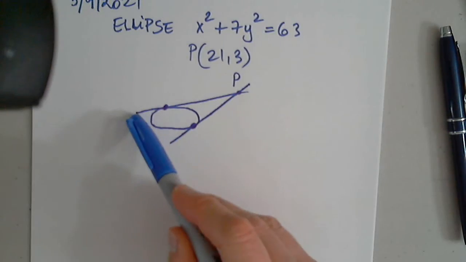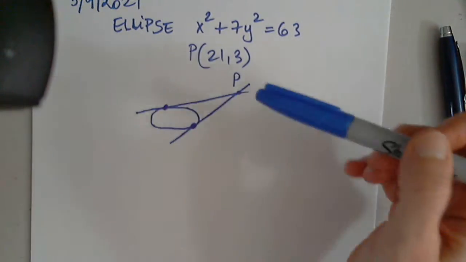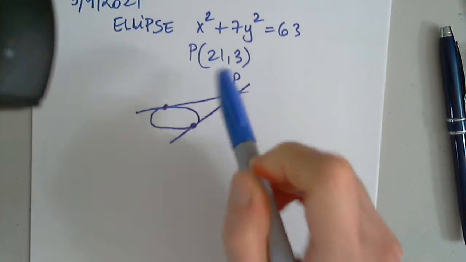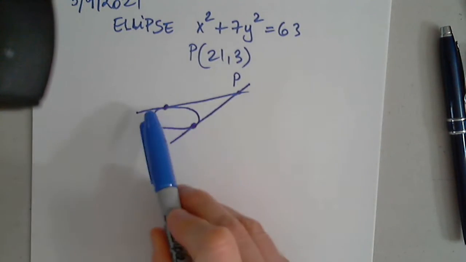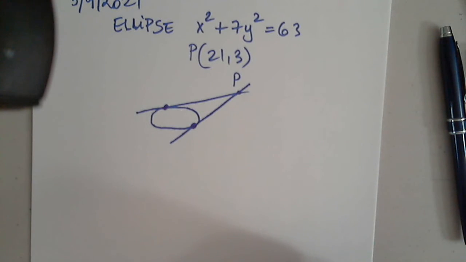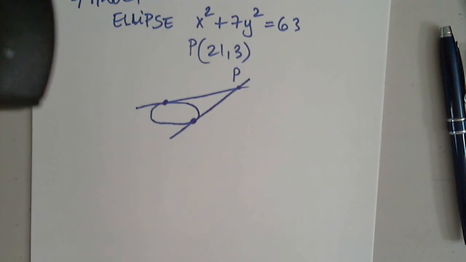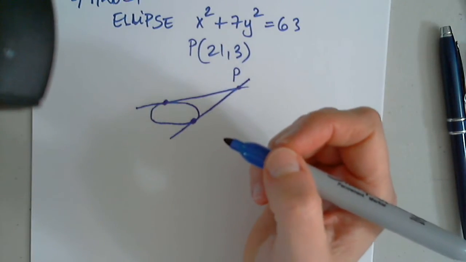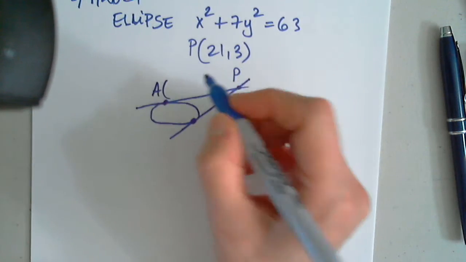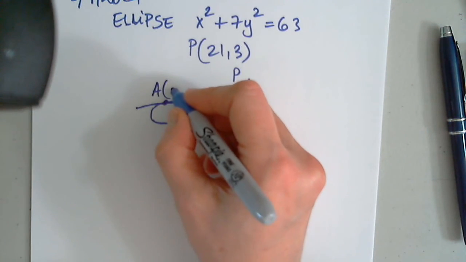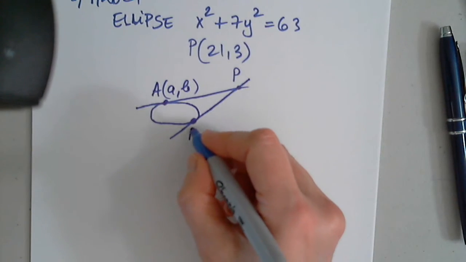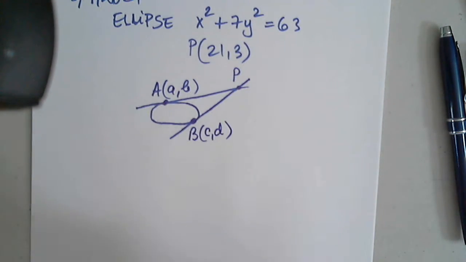So that's why we have 2 points. But the point is not on the ellipse. The point is somewhere external to the ellipse, and from that point, we can draw 2 tangents to the ellipse. Okay? Good. So I'm going to denote this point by (A, B), and I'm going to denote this other point by (C, D).